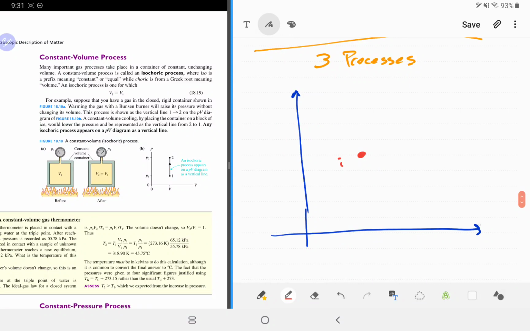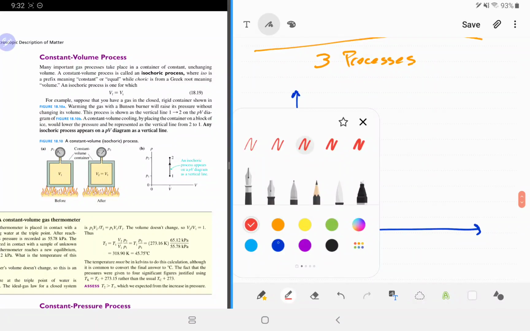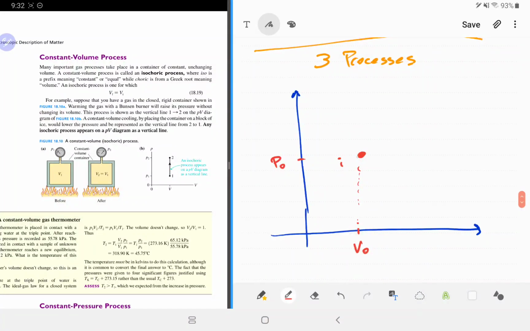So if I hold volume constant, this is some volume, V naught, P naught. So I'm going to hold volume constant. If I heat up a gas sample, I'm going in this direction. So I go from this initial point to this final point. So this process right here is called an isochoric process, C-H-O-R-I-C. Another word is constant volume process.